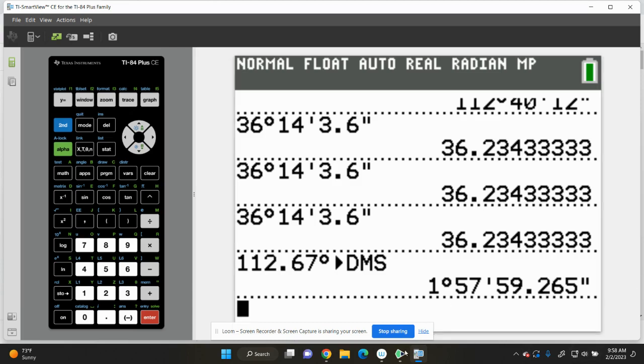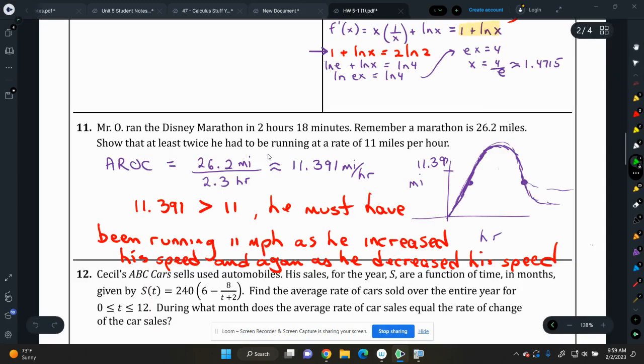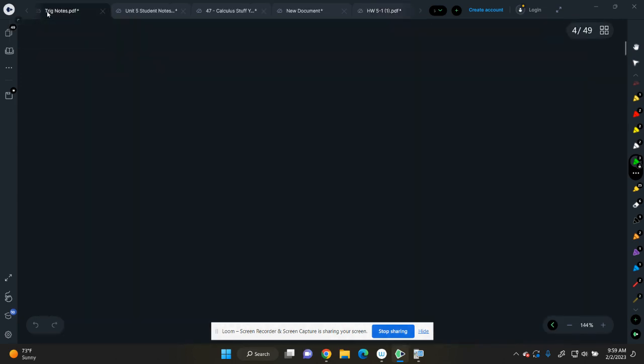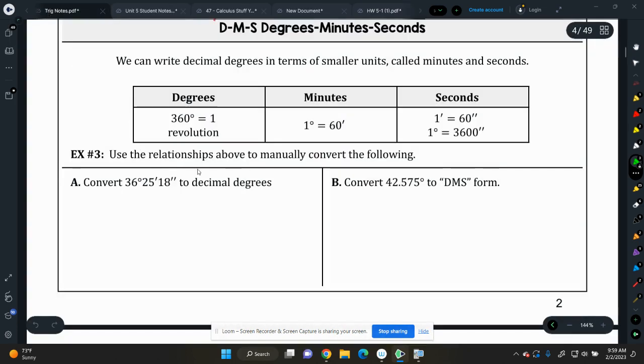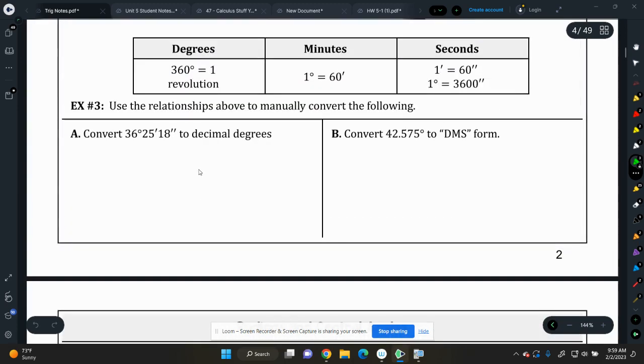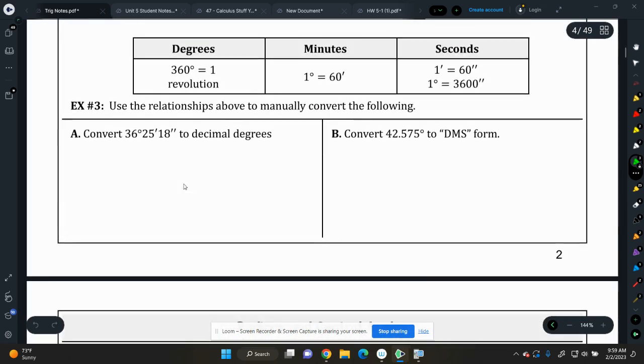Okay, so let's see here. Homework 5.1. Did I load this on here? Okay, while I'm loading your homework onto the screen here, in your notes on page 2, I want you to do letter A and B, okay? In your notes on page 2, do letter A and B.